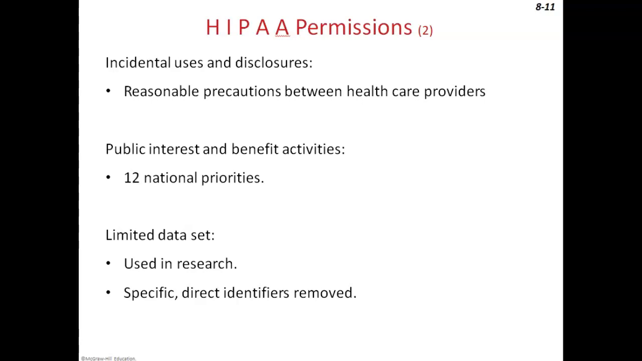And lastly, a limited data set. So when health research is going on, or healthcare operations, public safety, a limited data set can be released. This is PHI, from which certain specified direct identifiers of either the individual, their relatives, household members, and/or employers have been removed. The recipient of this limited data set enters into an agreement promising specified safeguards for the PHI.